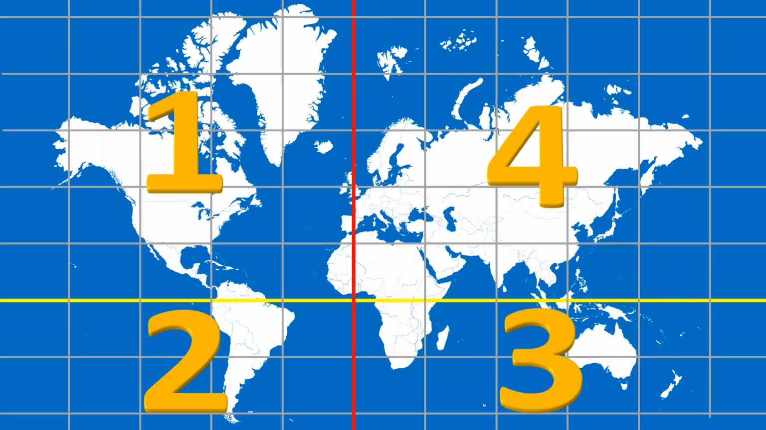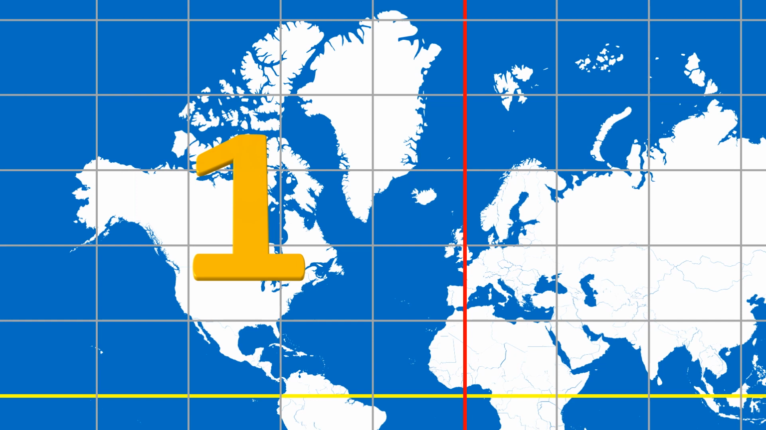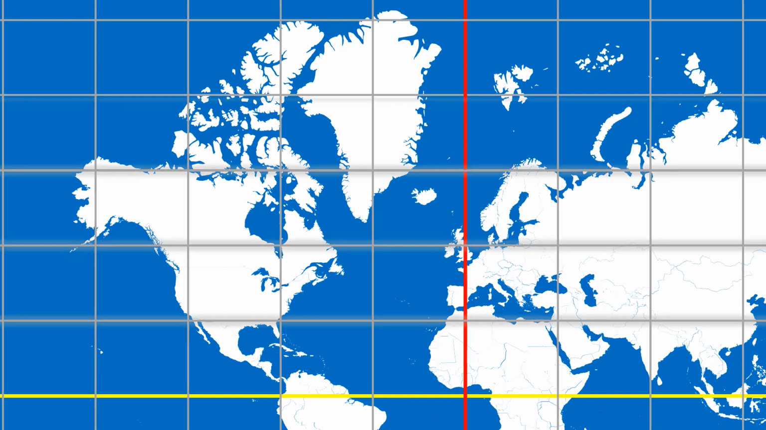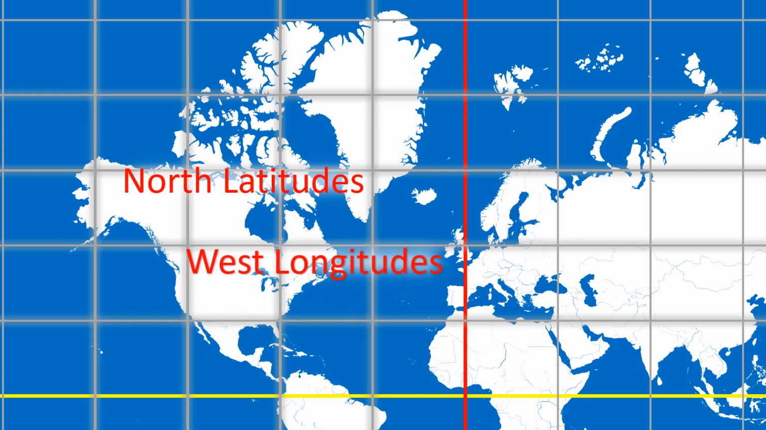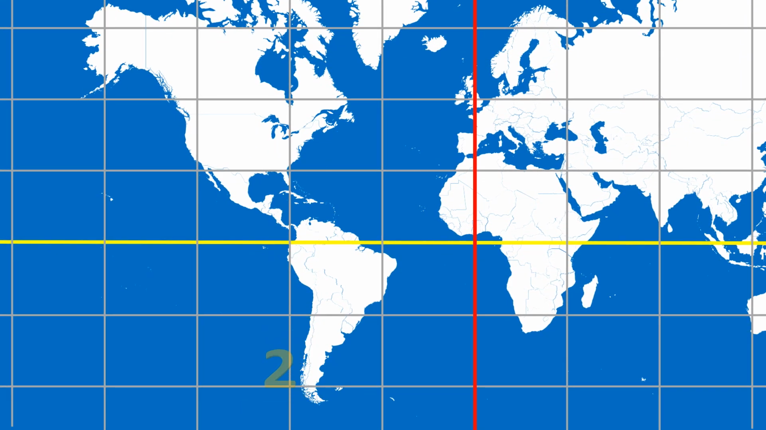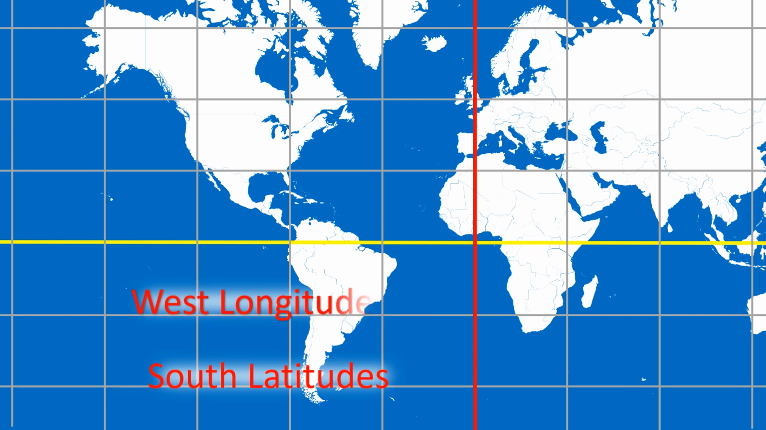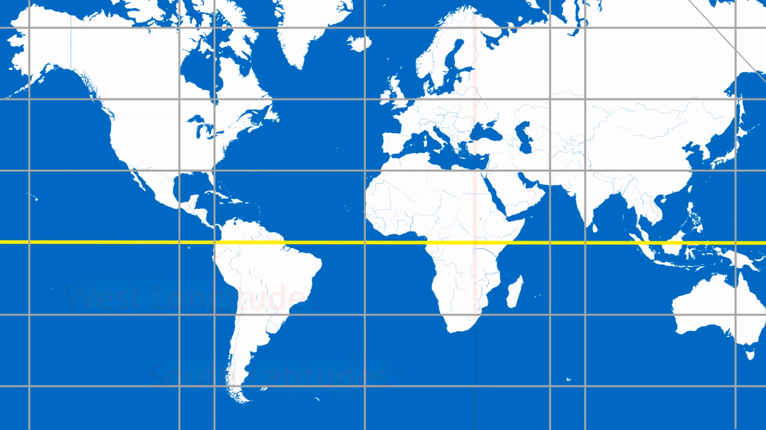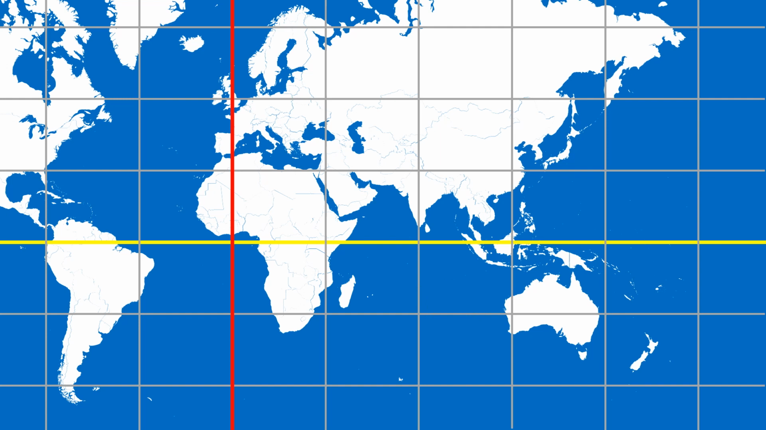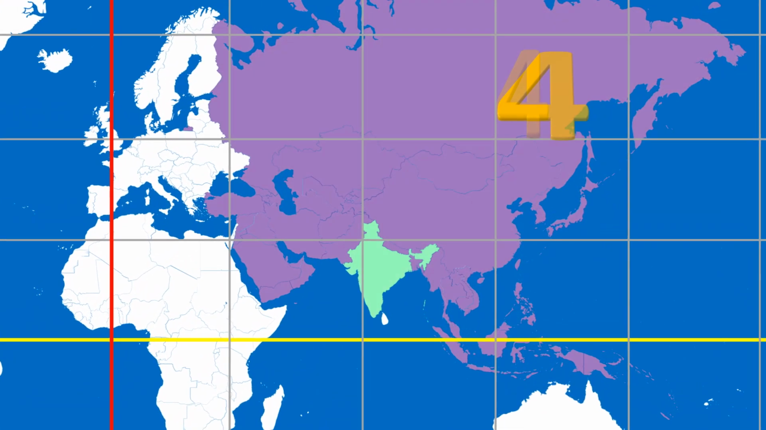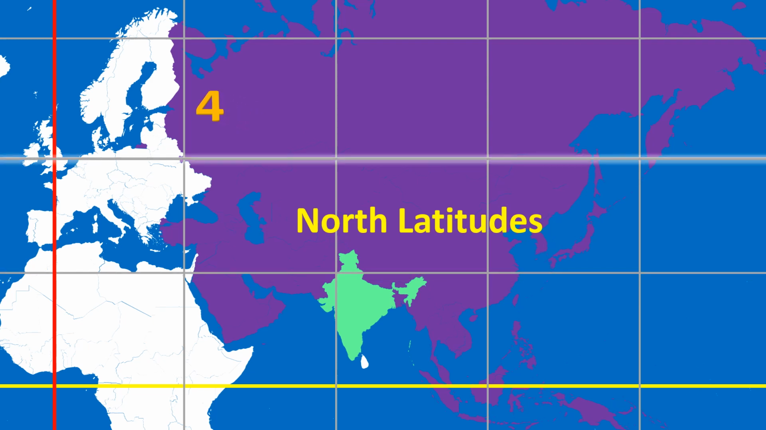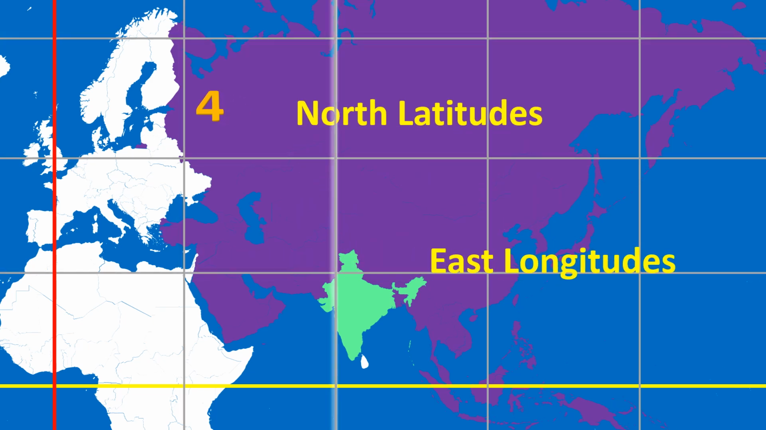For our convenience, we will divide the two-dimensional map of the world into four parts. Countries found in the first part are said to lie between the north latitudes and west longitudes. Those in the second part are said to lie between the south latitudes and west longitudes. Countries found in the third part will have their boundaries marked by south latitudes and east longitudes. In the fourth part, we see countries lying between the north latitudes and east longitudes, and India lies between these parallels.